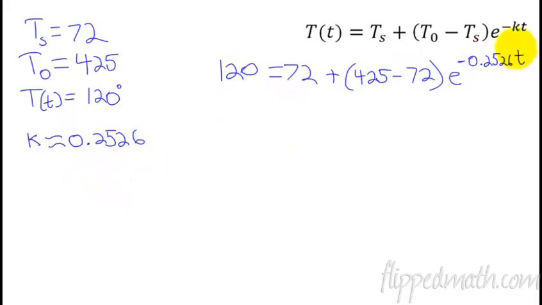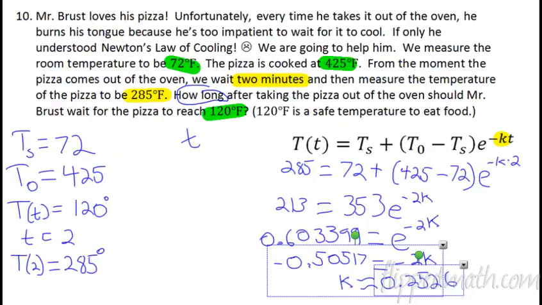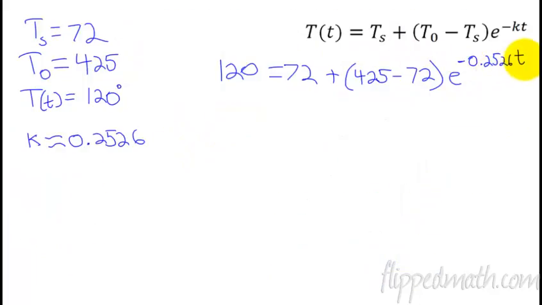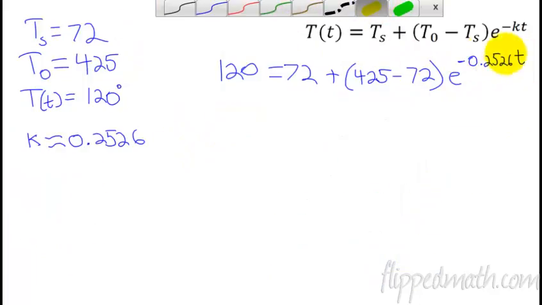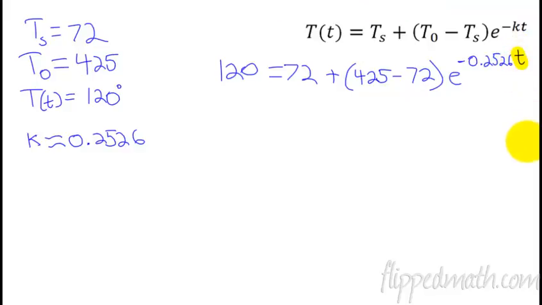I rewrote this problem because if you look back here at the instructions, we're looking for how long. You notice this here? We're looking for how long, after taking the pizza out, does Mr. Brust need to wait for it to be 120 degrees. So that is my t value. Let's come back over to this. So I'm now solving for t. I'm trying to solve for that t value of this new equation. So I reset everything in, except now I have my k.